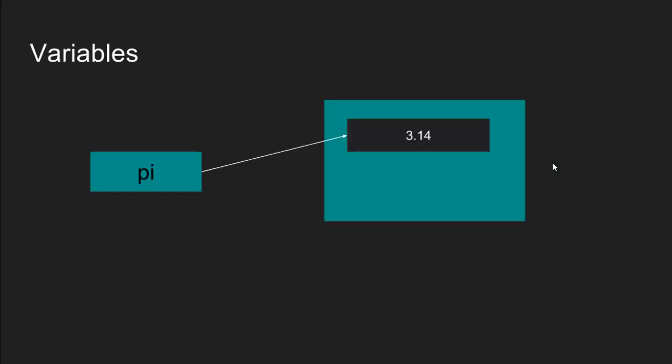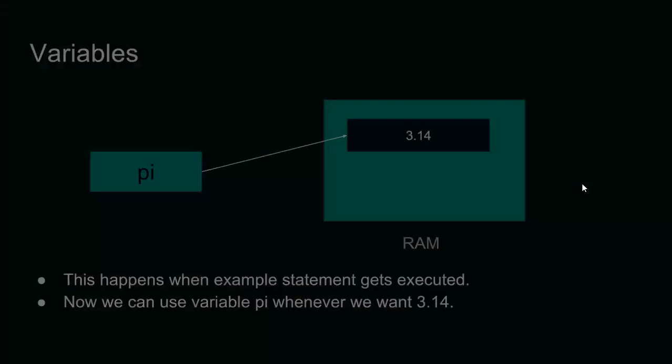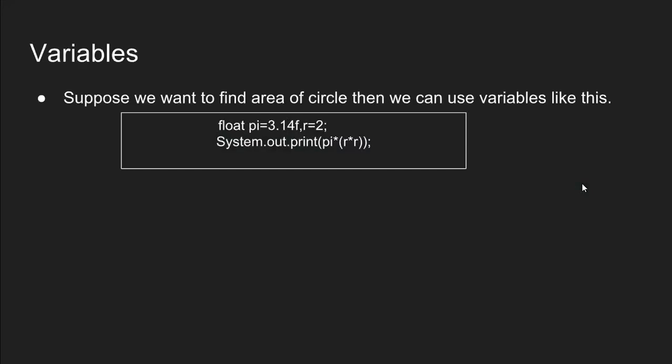This happens in memory when the example statement gets executed. Now we can use variable pi whenever we want 3.14 and we can change the value of pi whenever we require. Suppose we want to find the area of a circle, then we can use variables like this: float pi = 3.14f, r = 2; System.out.print(pi * r * r). Formula to find area of circle. It will display 12.56 as output.